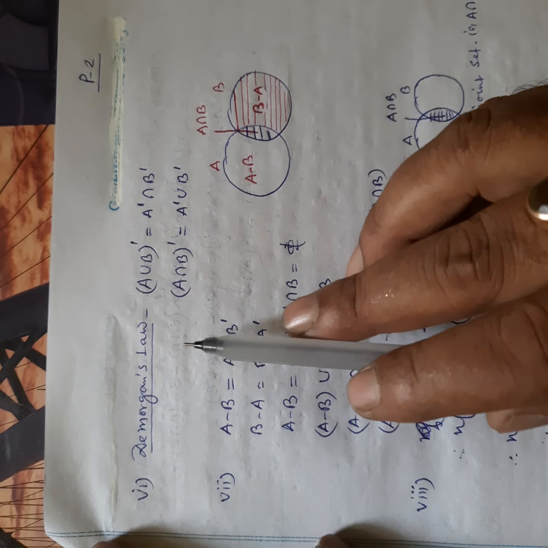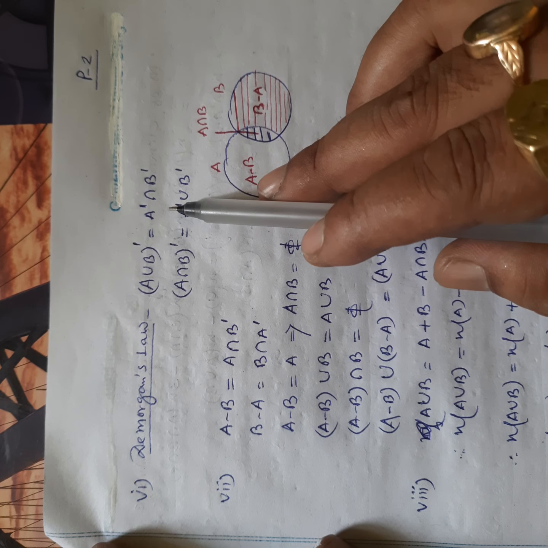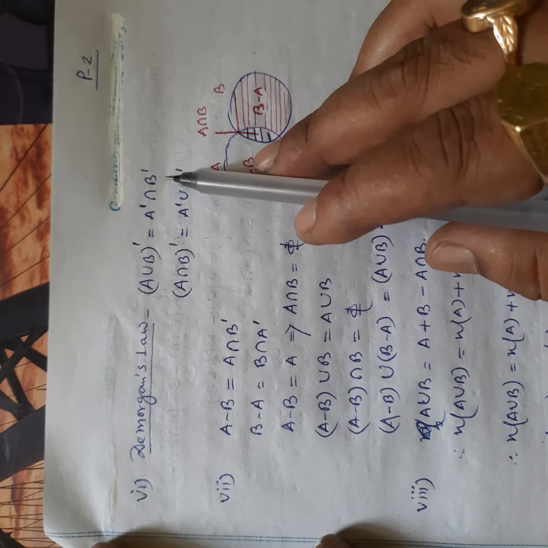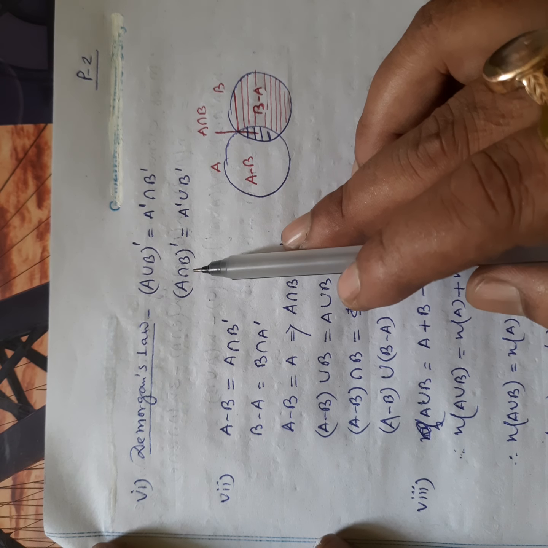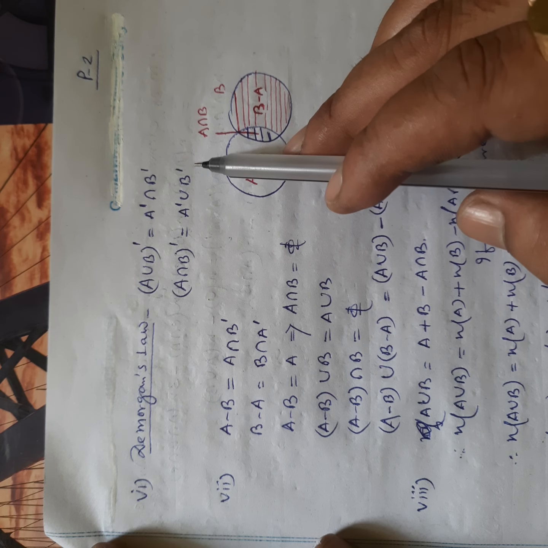De Morgan's law: (A union B) complement equals A complement intersection B complement. (A intersection B) complement equals A complement union B complement.